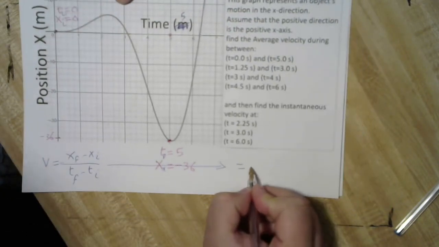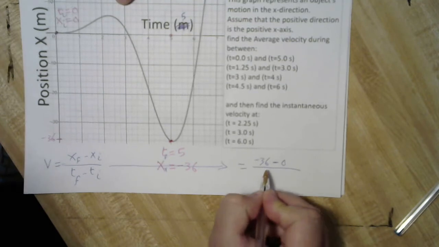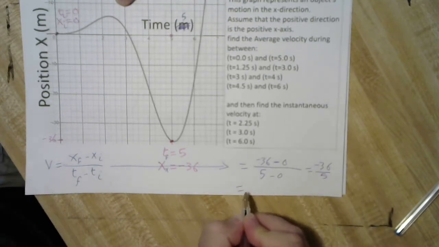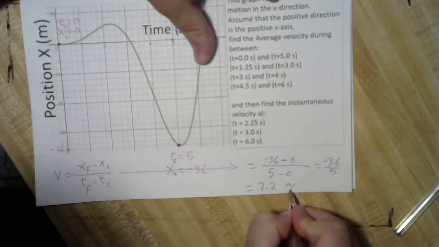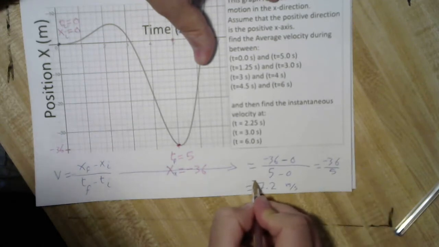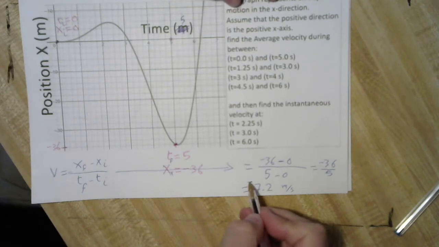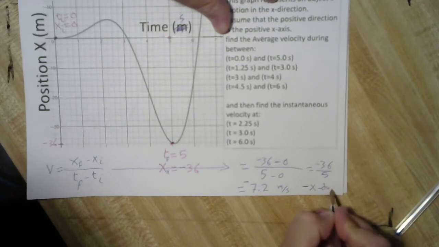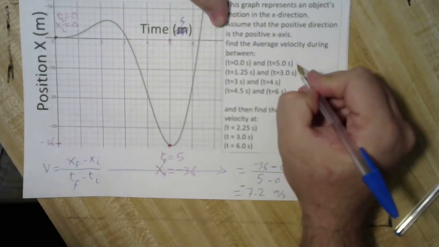Which is equal to x final, minus 36 minus 0, divided by 5 minus 0, which is equal to minus 36 over 5, which is equal to 7.2 meters per second, but with a minus sign. The minus sign means that the body is moving in the negative x direction. Is that clear? Okay, I calculated the first velocity.